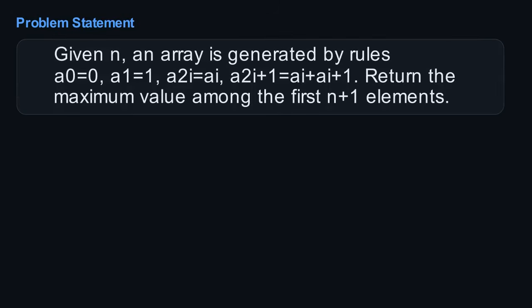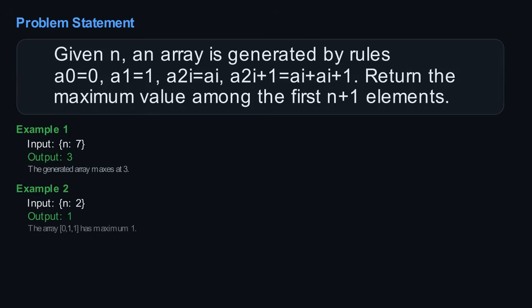Given an integer n, we need to generate an array nums of length n plus 1. The rules are, nums[0] is 0, nums[1] is 1. For even indices, nums[2*i] is nums[i]. For odd indices, nums[2*i+1] is nums[i] plus nums[i+1]. Our goal is to return the maximum integer in this generated array.